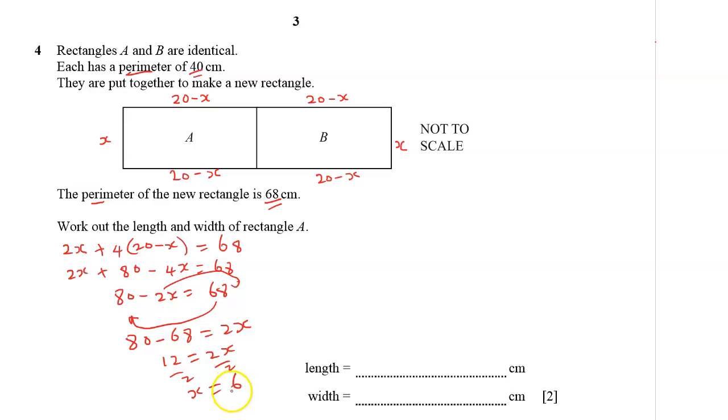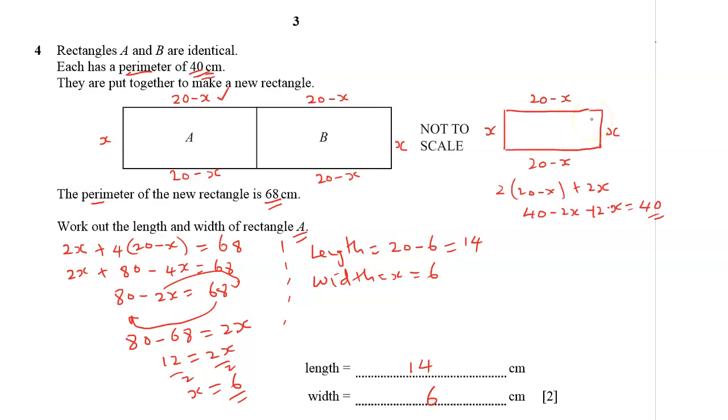x is equal to 6. So if x is equal to 6, then what is the length? Length is 20 minus x. We are supposed to get the length of rectangle A, 20 minus 6, or 20 minus x, and we have found that x is 6. So 20 minus 6 gives us 14. So the length of the rectangle is 14. Width is equal to x, and x is equal to 6. So our width is 6. Very well.